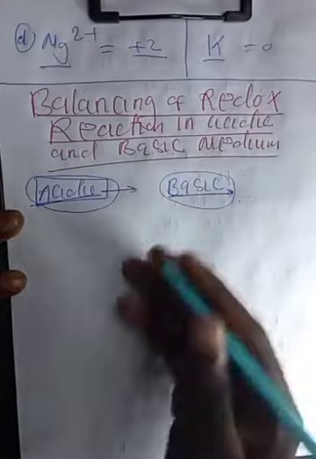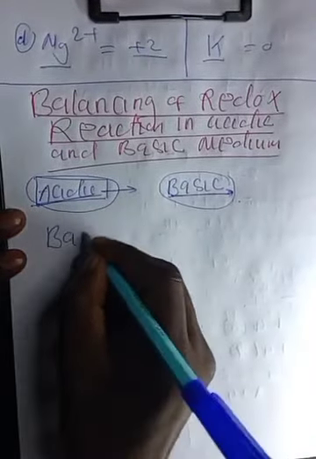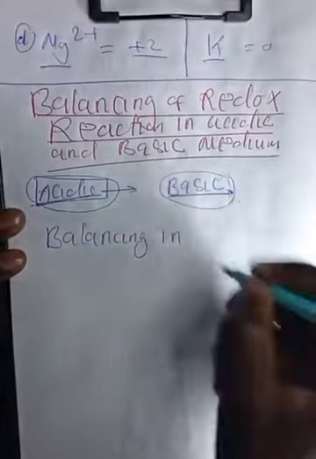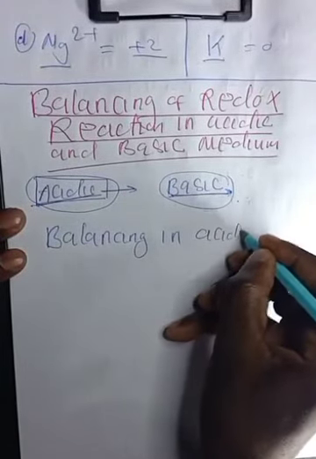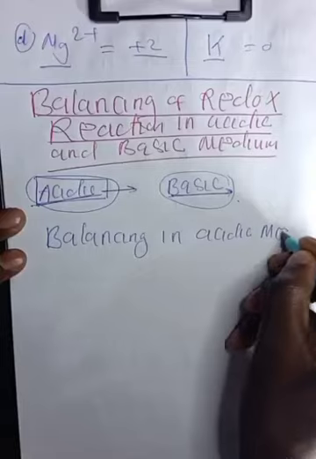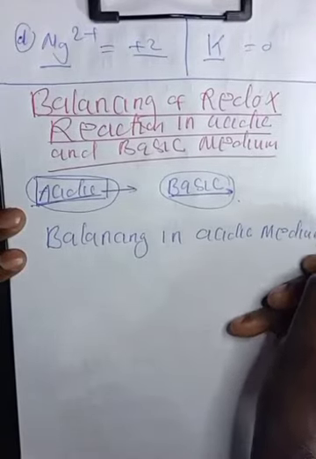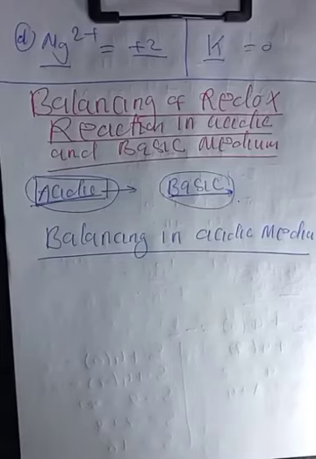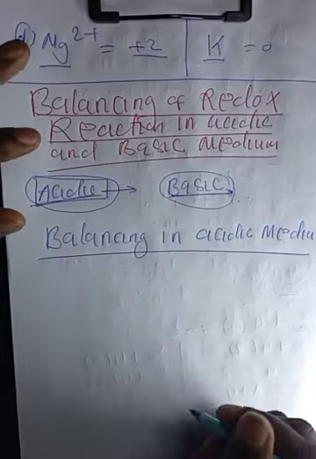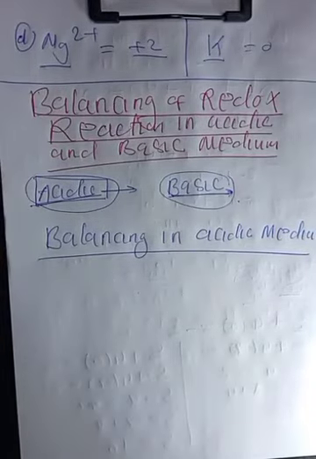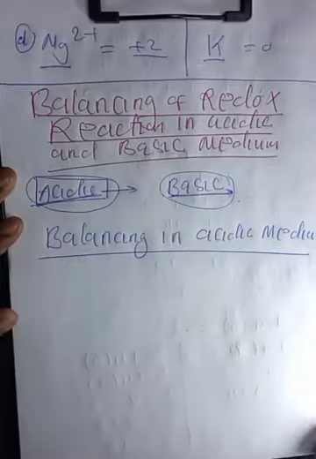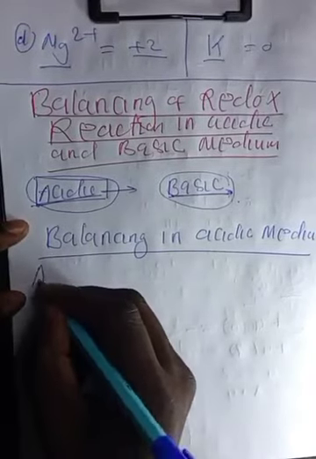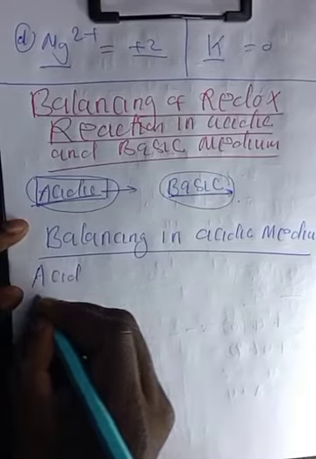So we're going to say step one. Whenever you are writing, write balancing in acidic medium. So this is the concept: balancing redox reaction in acidic medium. Okay, so we all know, first thing, let's try to define what an acid is. So what is an acid?